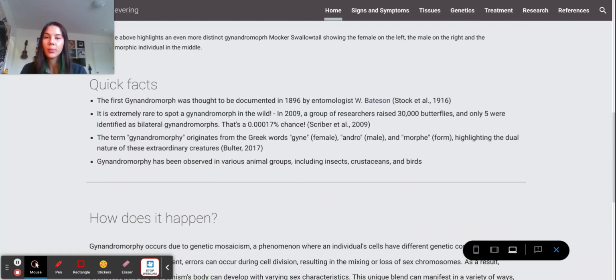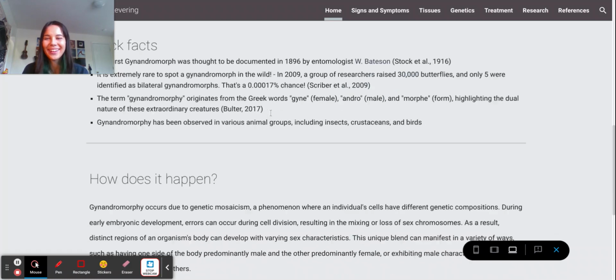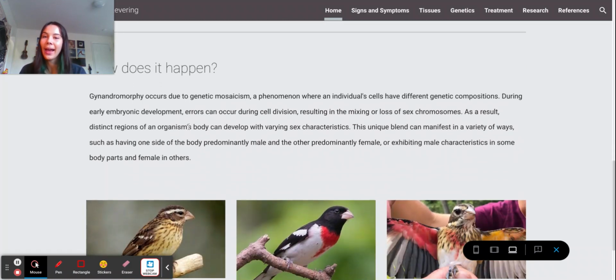So I go into some quick facts about gynandromorphs just to get the information flowing. I didn't know that the first gynandromorph was documented in 1896. I thought that was pretty cool. And also that they're extremely rare to spot in the wild. I'm a wildlife major and I've been birding so many times and I've never seen a gynandromorph, so it checks out. Then I go into how it happens.